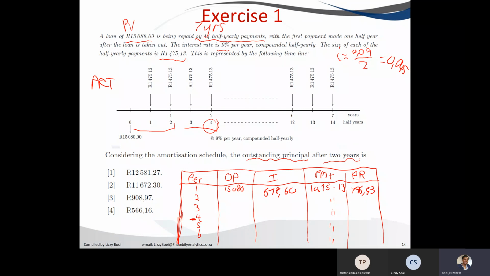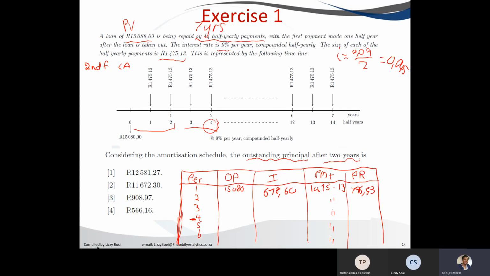Okay. So you can continue. The one who's calculating manually, the one who's using a financial calculator, you don't have to do it this way because your calculator can do it for you. So you go second function, let's do the payment. Second function CA.